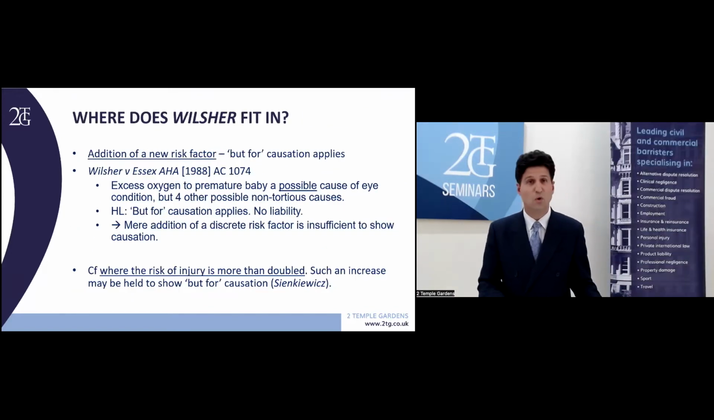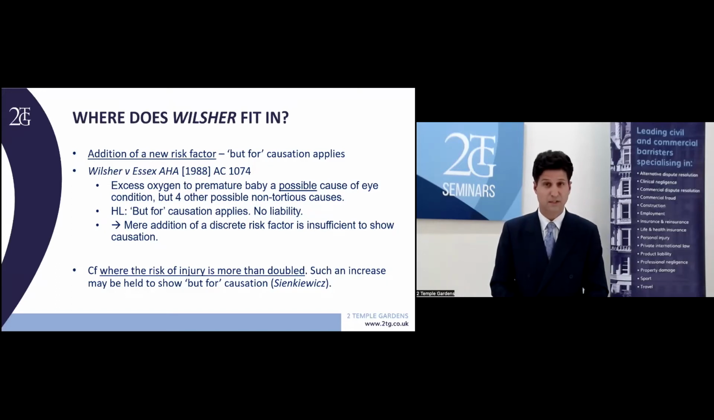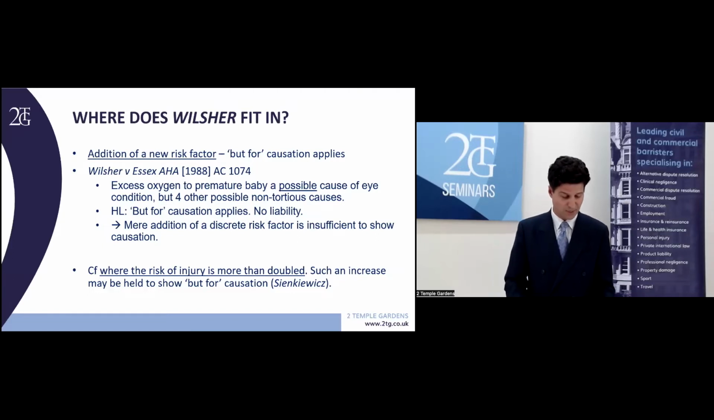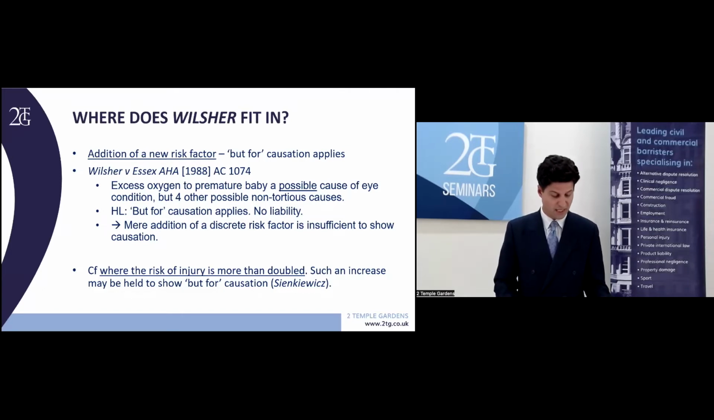Now, I know what you are all thinking. Where does Wiltshire fit into all this, since it is also a multiple cause case? Well, I'll tell you. Wiltshire was a case where the tort simply added a further risk factor for a particular injury, in this case retrolental fibroplasia, or RLF, to a constellation of risk factors that were already present. So negligence was excess oxygen to a premature baby.